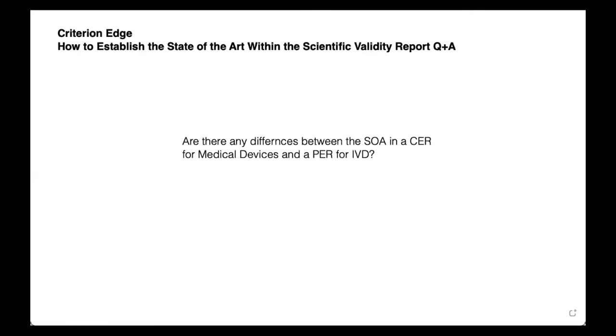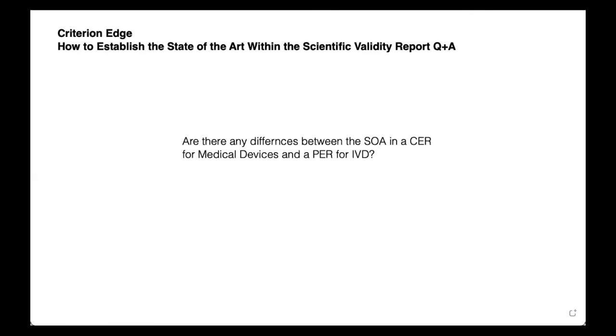So you're kind of switching gears. In an SOA in the CER, you're focused on how that device is used to treat a particular condition, whereas the SOA in a PER is focused more on how that particular test is used to diagnose and inform clinical decision-making. So I think that would be the main difference. A lot of the sections and a lot of the templating will be very similar, but you will want to focus more on the diagnostic criteria and the analyte choice.